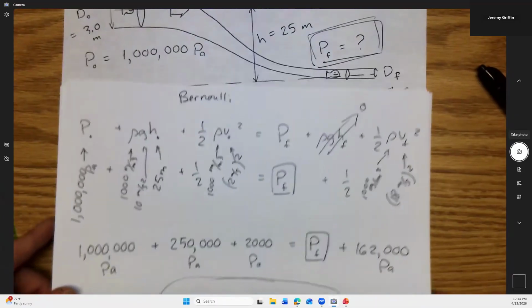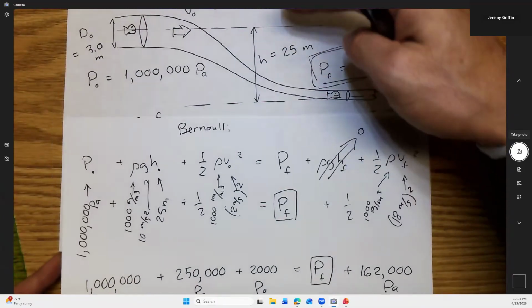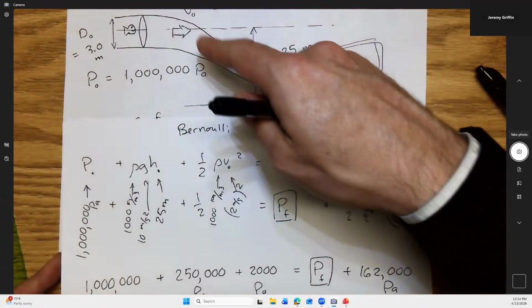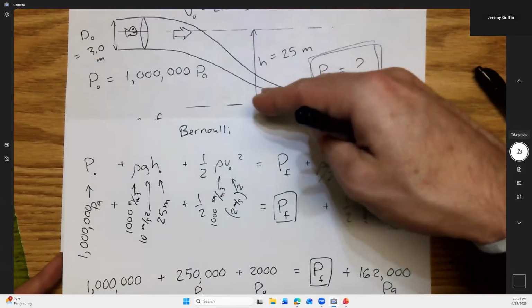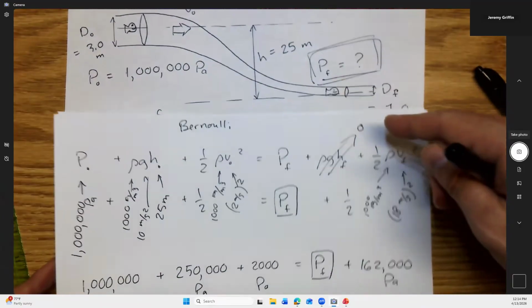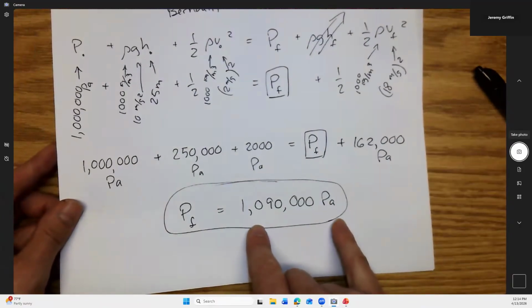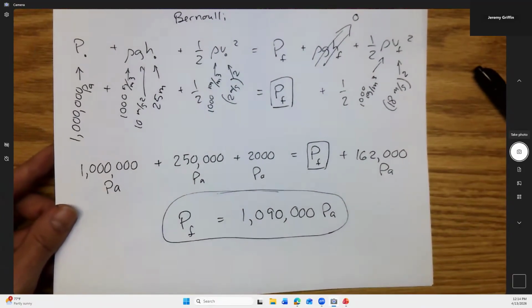I just tend to prefer not to do that. Okay. So remember we had these competing effects. Going deeper should make the pressure increase. Going to a skinny pipe should make the pressure decrease. And overall, the net effect is the pressure should go up a little bit.